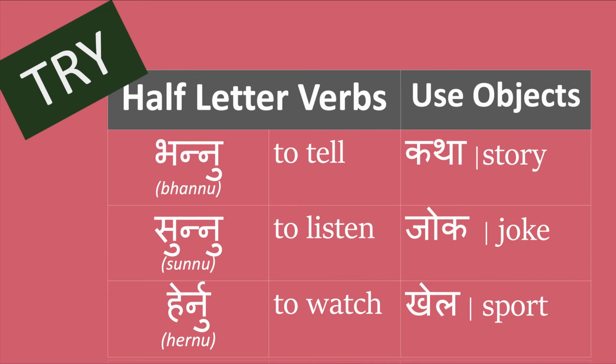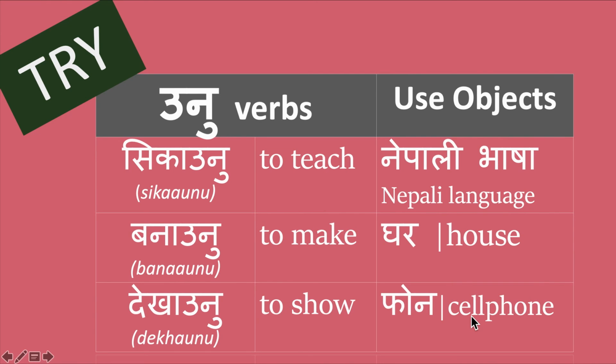Similarly, you can also try half-letter verbs. Bhannu as verb, katha as object, sunnu as verb, joke as object, hernu as verb, and khel as object. Here, bhannu means to tell, sunnu means to listen, hernu means to watch, katha means story, joke means joke itself, khel means sport, respectively. For unu verbs, you can practice more using sikaunu, which means to teach.